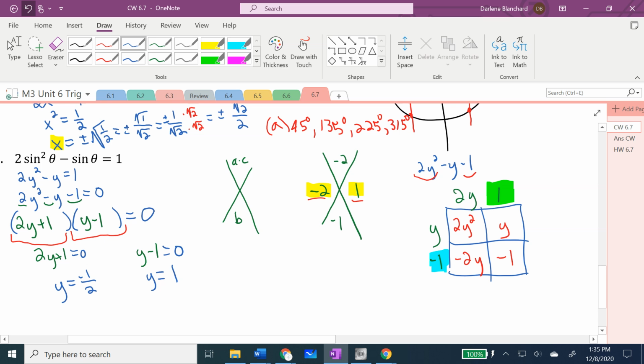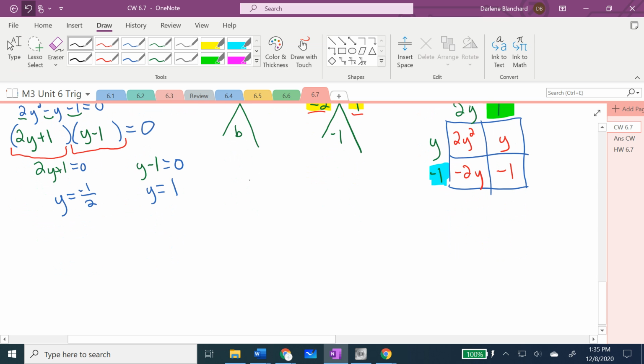We wrote y because we were dealing with sine theta. So I want to rewrite sine theta just to emphasize that that is our focus. Sine theta is equal to negative 1/2, and sine theta is also equal to positive 1. Sine is a y value.